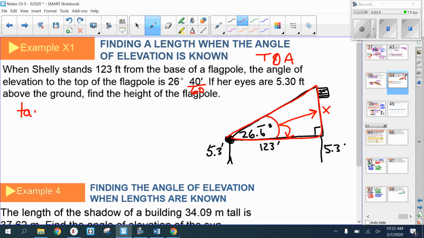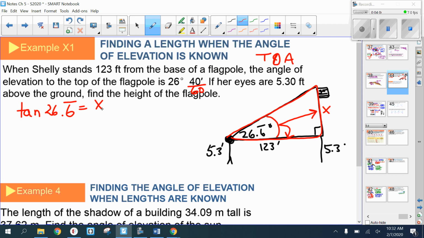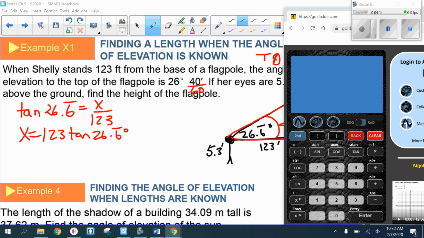I'm going to set this problem up and say tangent 26.6 repeating equals the opposite side, x, over the adjacent side, 123. So when we cross multiply this, x is 123 tangent 26.6 repeating degrees. How I'm going to enter that on my calculator is I'm going to enter a whole bunch of sixes in there. I don't like rounding off. Just put in a bunch of sixes, and that'll be like you barely rounded off.